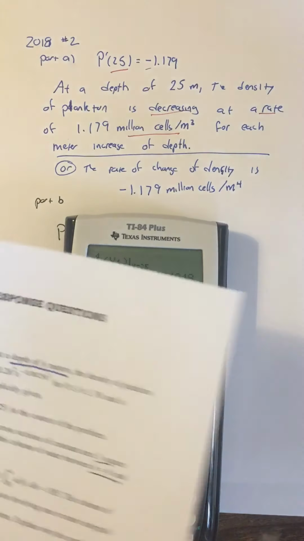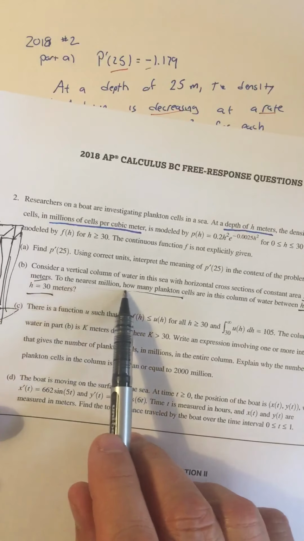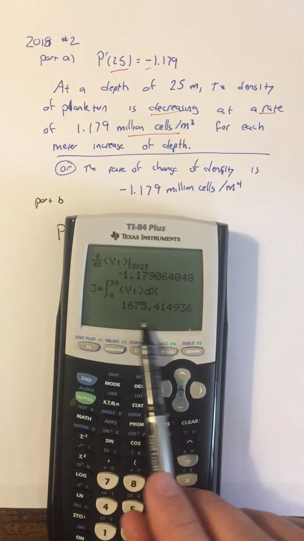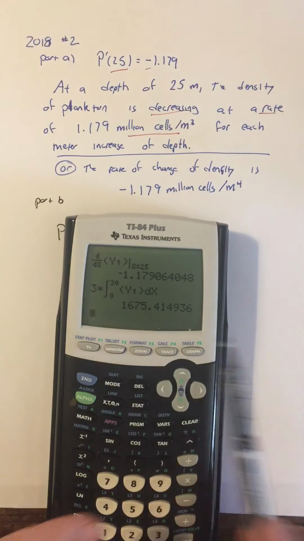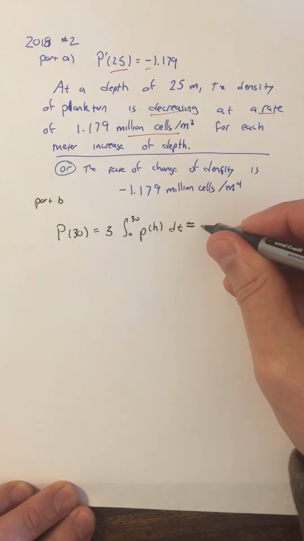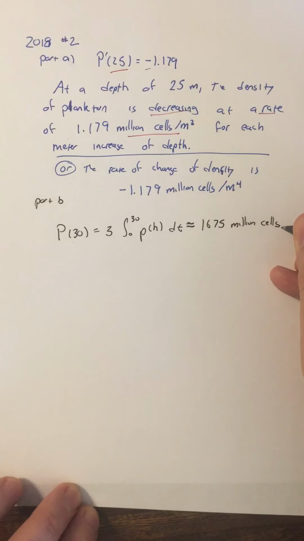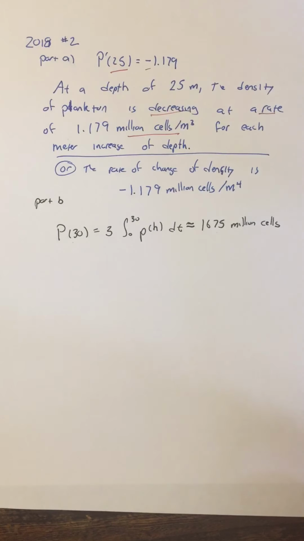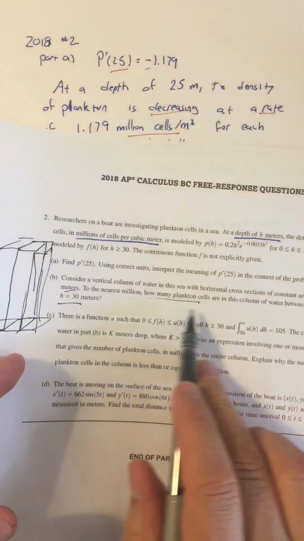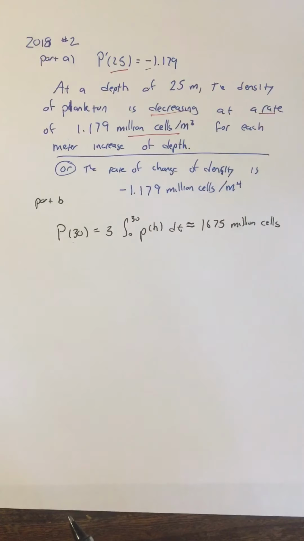Let's look at what they told us about rounding. It says to the nearest million. So these are millions of cells, so I'm going to round it off to the nearest whole number. So I'll put approximately equal to here, 1675. Let's make sure we put in million cells, because this is in millions of cells. And that pretty much answers that question, right? How many plankton cells are in the column of water? 1675 million cells.